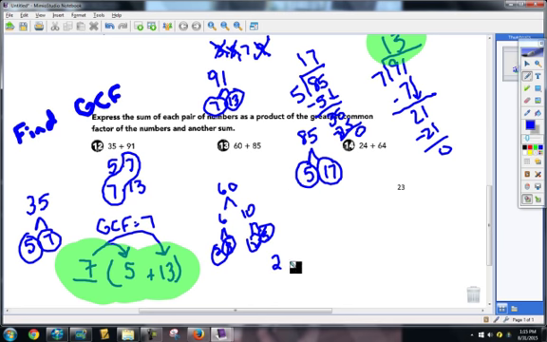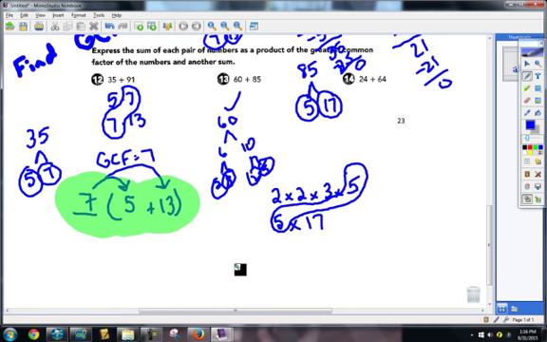So we're going to go 2 times 2 times 3 times 5. Always multiply it out to make sure. 2 times 2 is 4, times 3 is 12, times 5 would be 60, and then 5 times 17. It's an awful lot of work to determine that the only prime factor they share is 5. So there we go. Now we're ready to rock and roll.